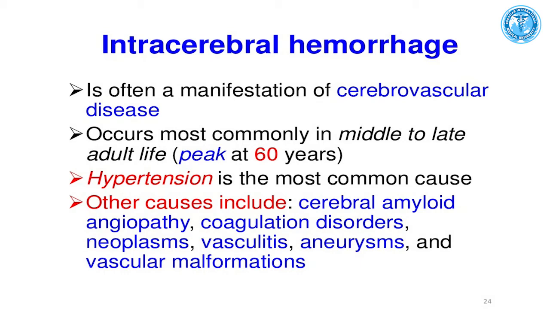Intracerebral hemorrhage is often a manifestation of cerebrovascular disease. Occurs most commonly in middle to late adult life, peak at 60 years. Hypertension is the most common cause. Other causes include cerebral amyloid angiopathy, coagulation disorders, neoplasms, vasculitis, aneurysms, and vascular malformations.